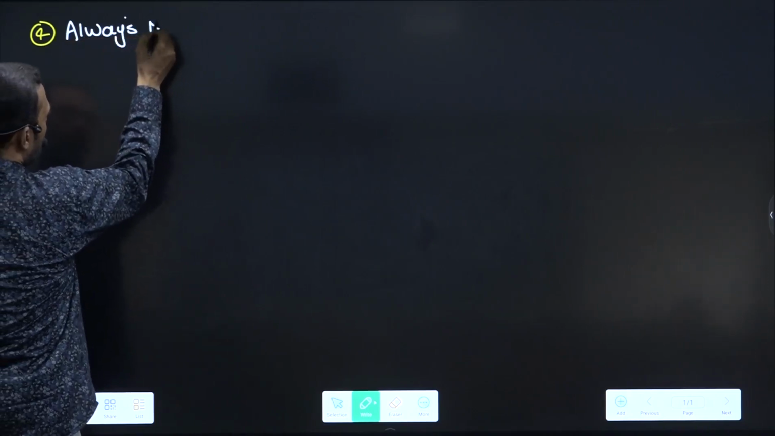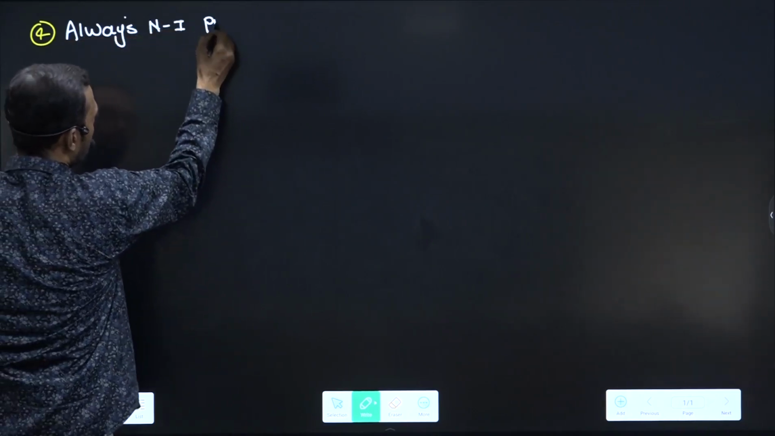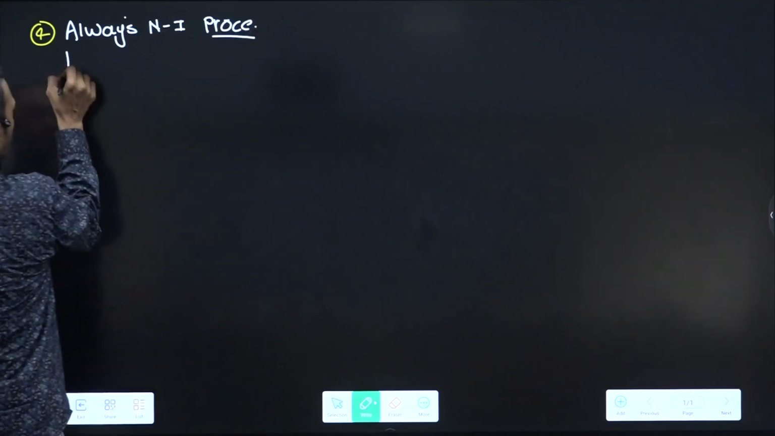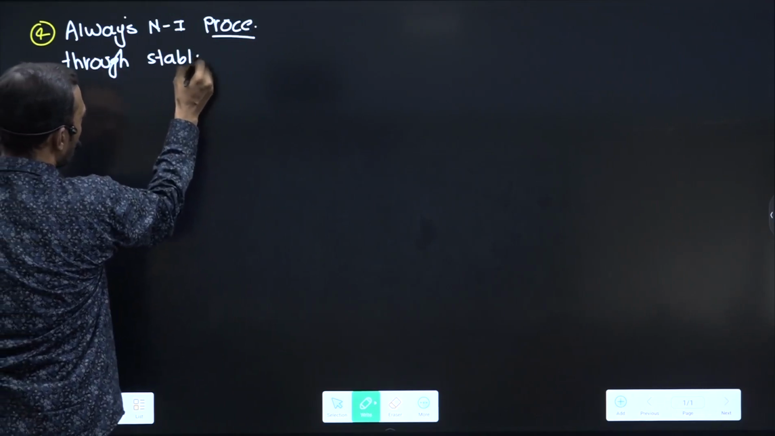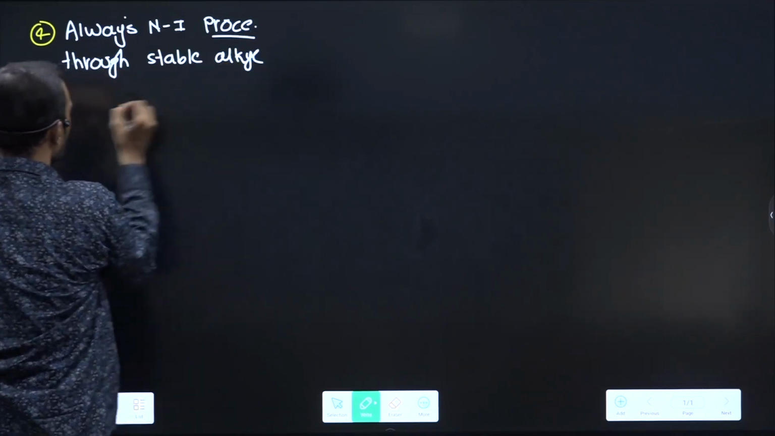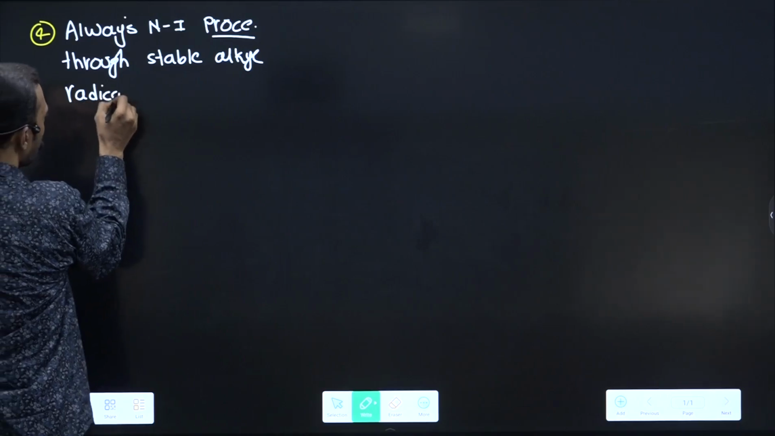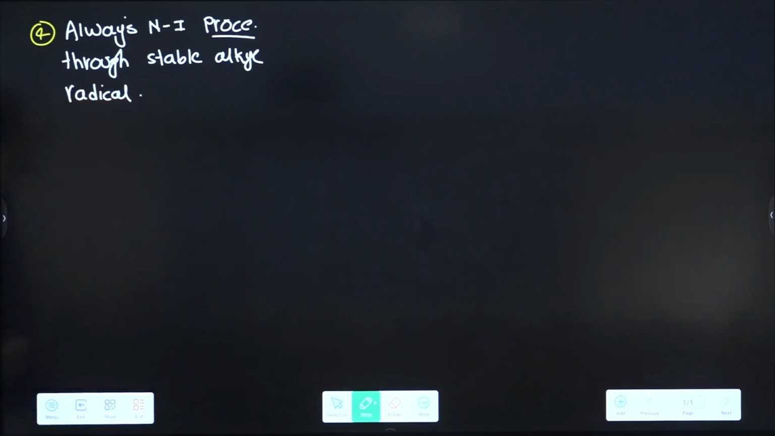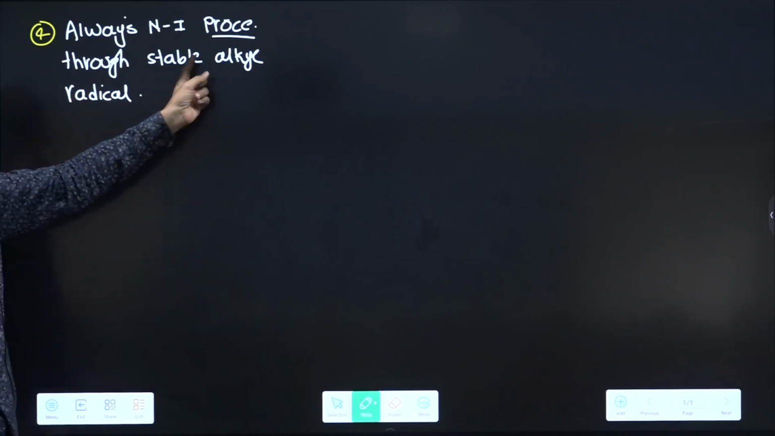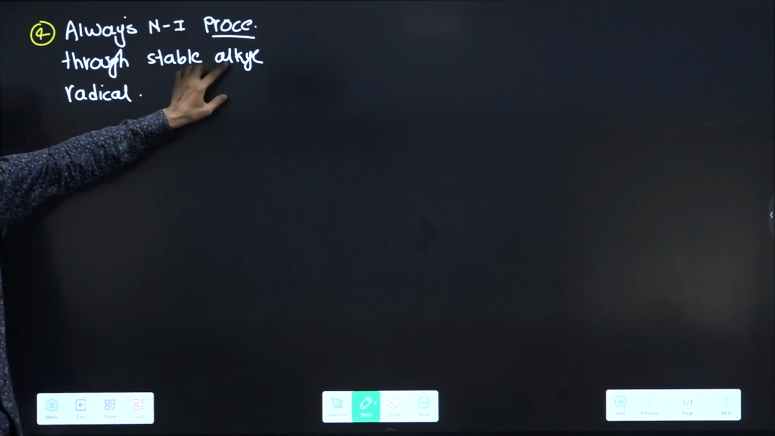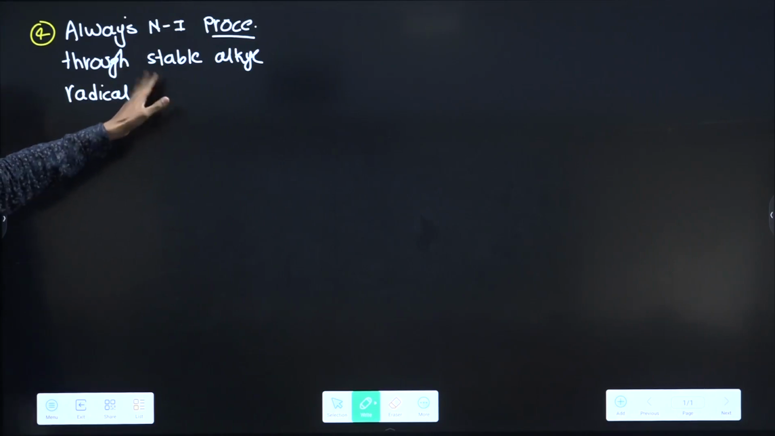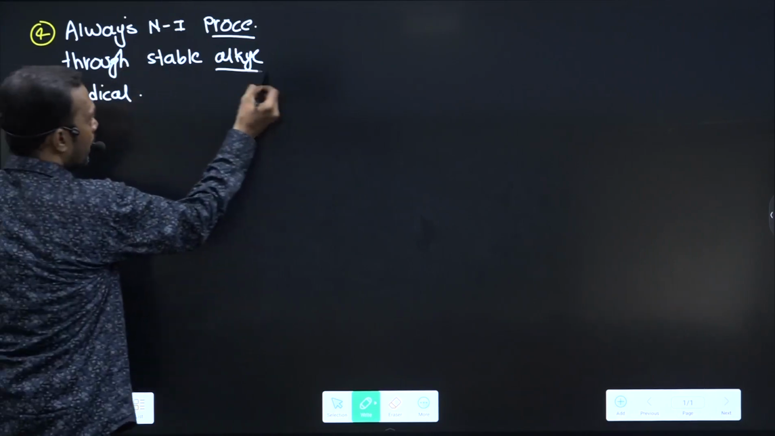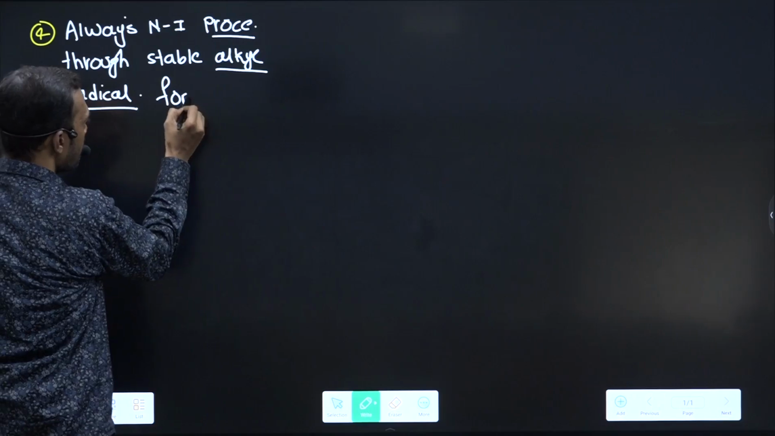Here, always Norrish 1 proceeds through a stable alkyl radical. Whichever direction we are getting a stable alkyl radical, from that direction it will take place. Suppose any unsymmetric ketone or unsymmetric carbonyl is present, whichever side the stable radical comes, from that side Norrish 1 is possible. So always Norrish 1 proceeds through stable, and especially alkyl, radical formation.